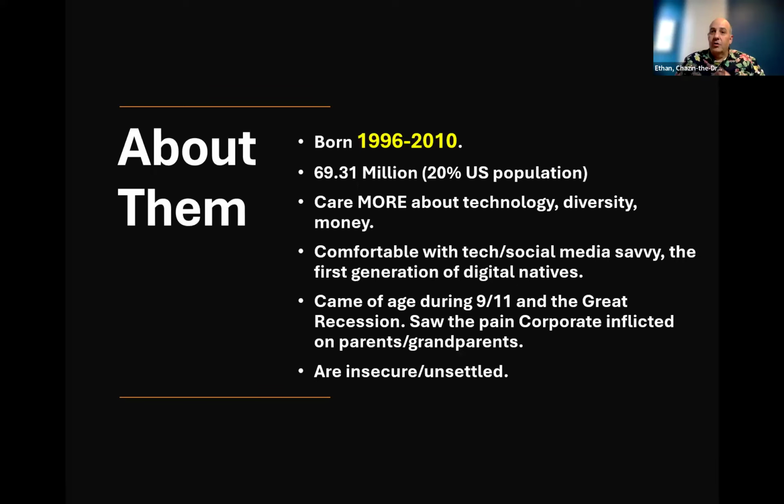As a general rule, how do we categorize them? In the same way we do all the generations, by birth dates. They were born approximately 1996 to 2010. So the youngest are 14, 15, and the oldest are 28. That's a massive range. When we think about percent of population, we're talking about roughly 1 in 4, 1 in 5, or 69.3 million of them out there.